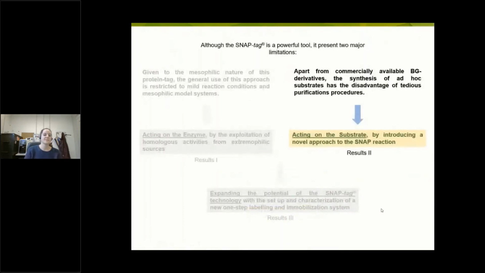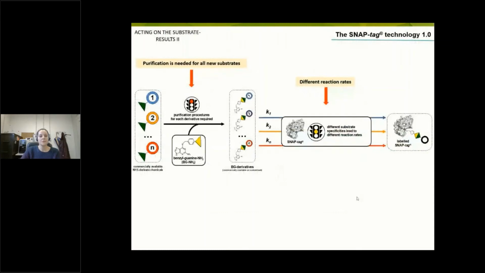And now, moving on to the second strategy, we decided to act on the substrate by introducing a novel approach to the SNAP-tag reaction, because, as I've already told you, any new substrate needs to be purified, but the SNAP-tag technology also presents another limitation, which regards the chemical group conjugated to the benzyl guanine moiety. These kinds of molecules can affect the catalytic activity of the protein, and this, of course, results in increased time and cost.